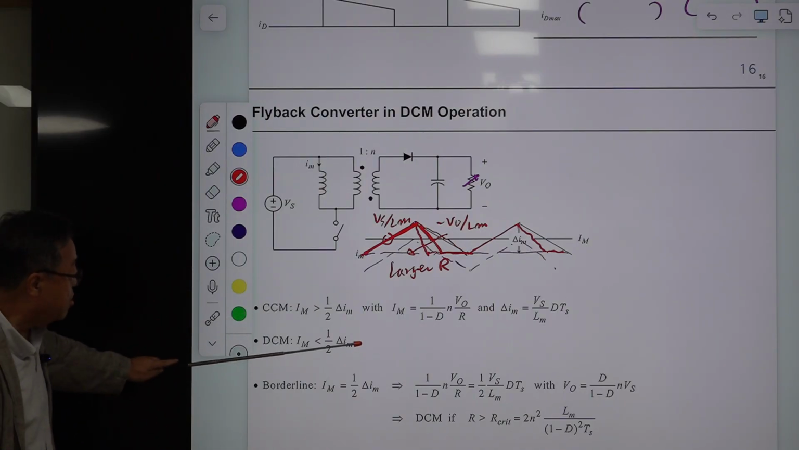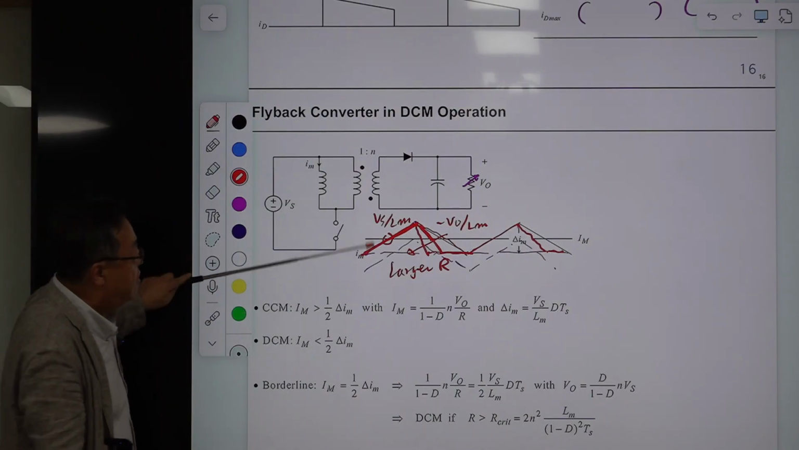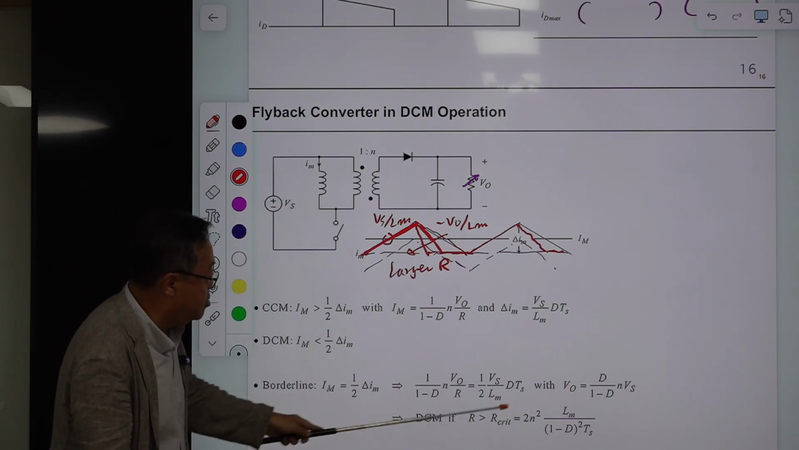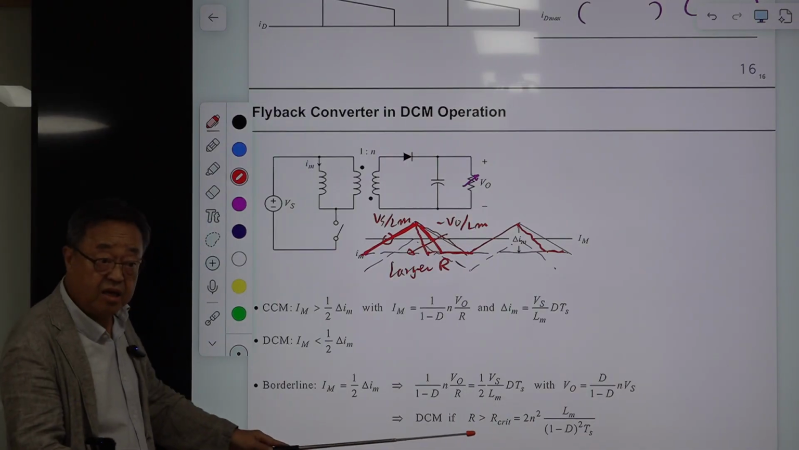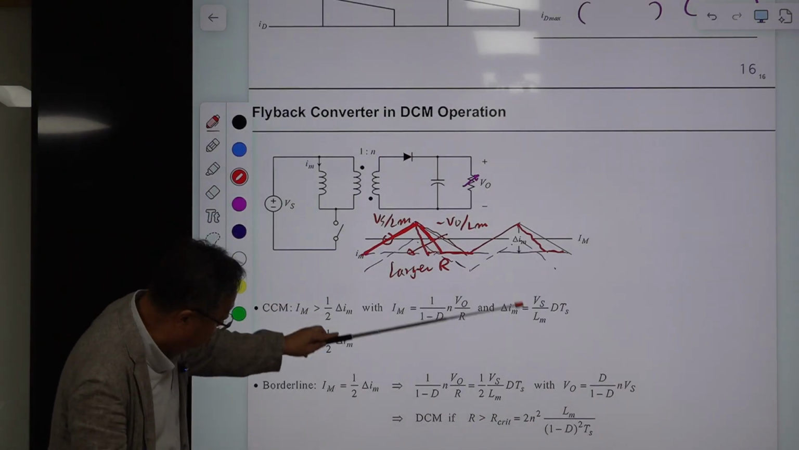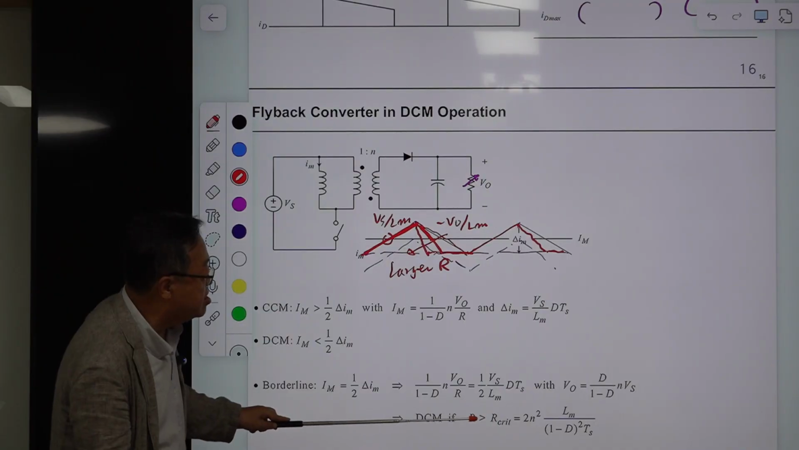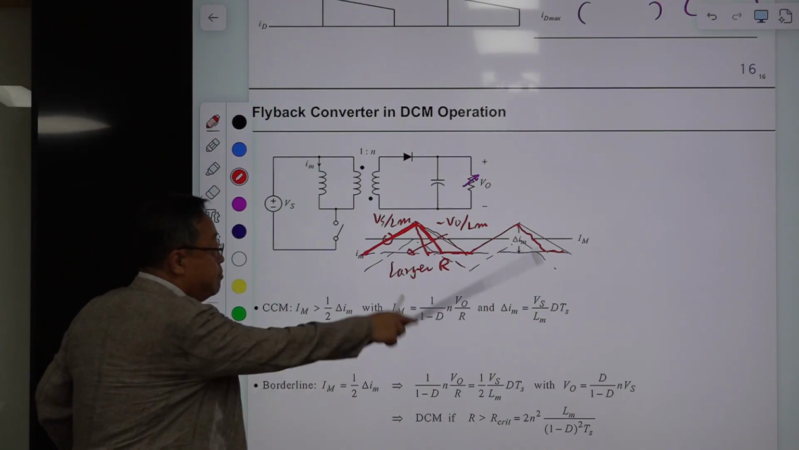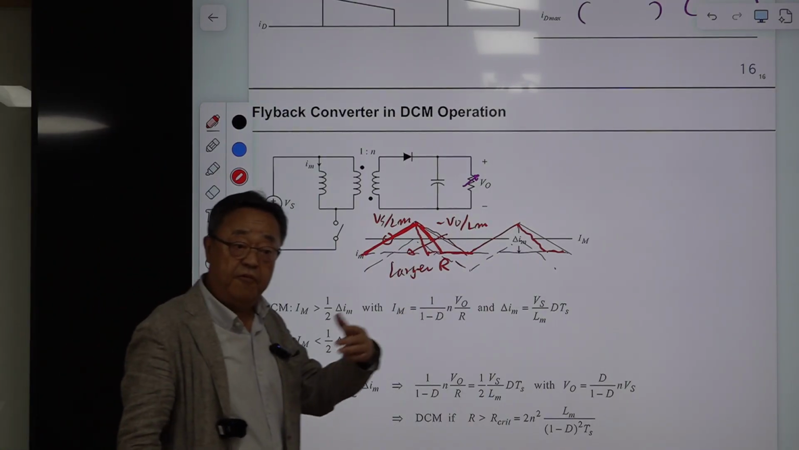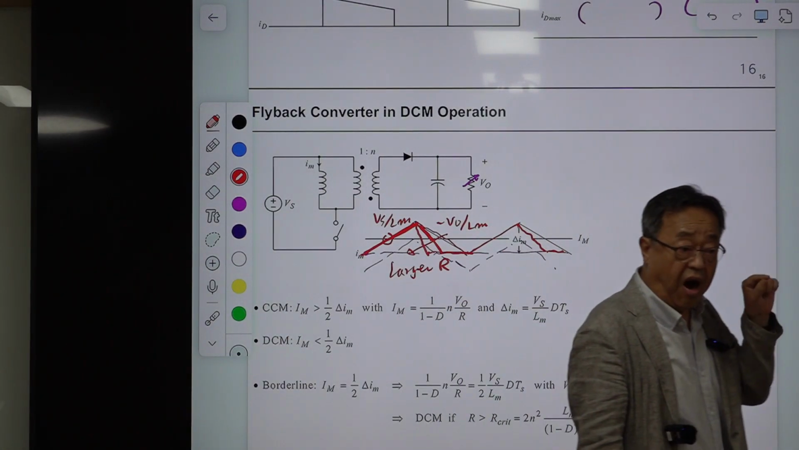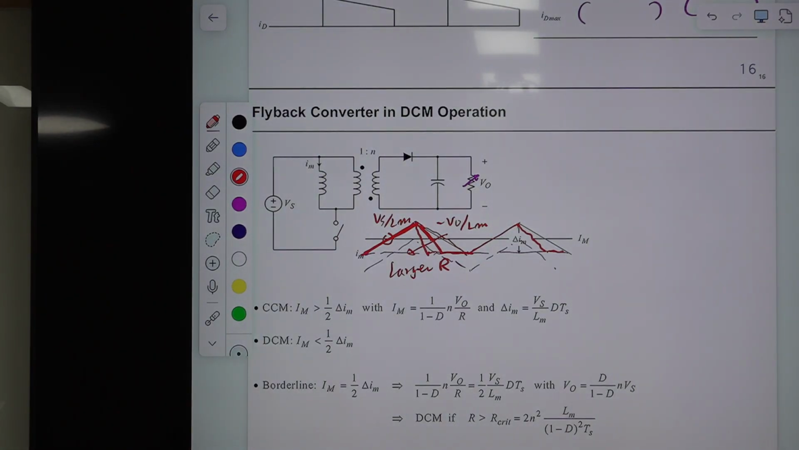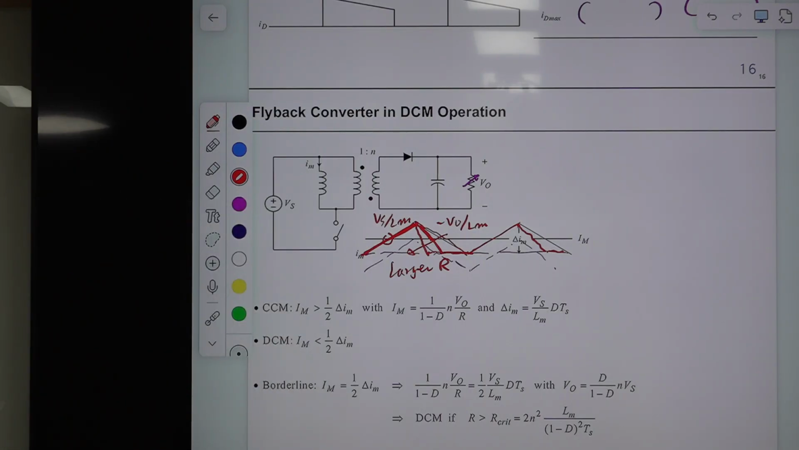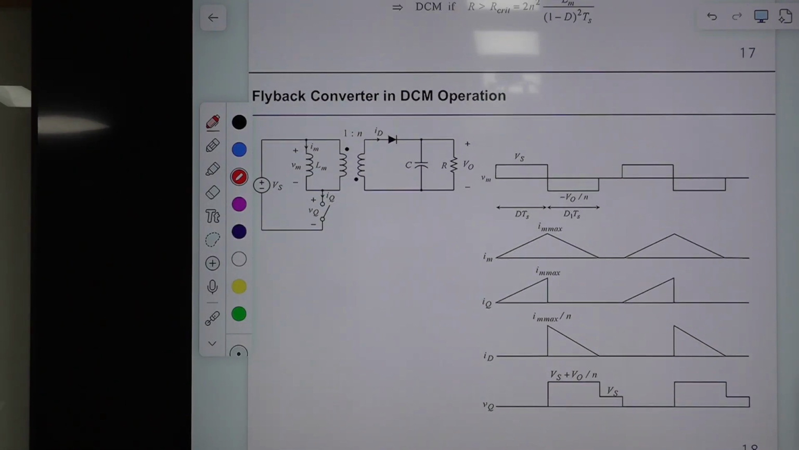It's shown here. That value at this point, you can calculate this, and that value is called R critical, given by this equation. If R is R critical, the converter is on the borderline between CCM and DCM. If R exceeds R critical, it goes into DCM. That is the thing about DCM and the DCM waveforms.